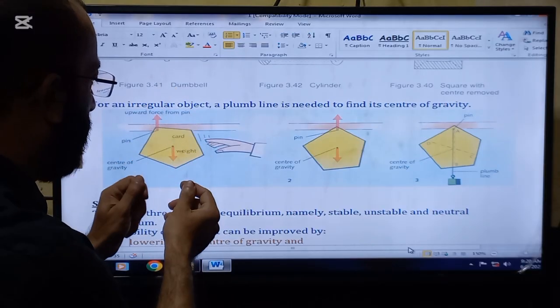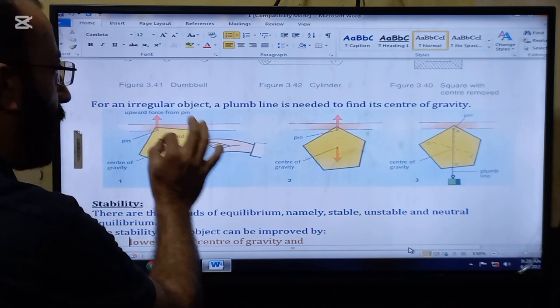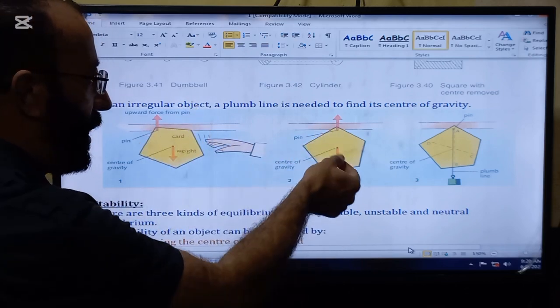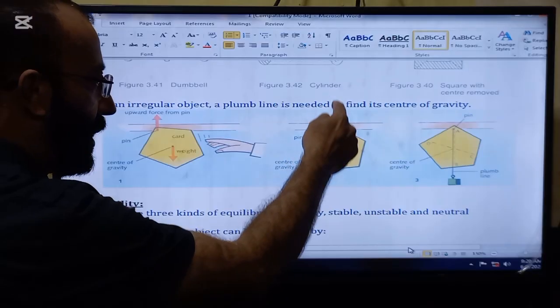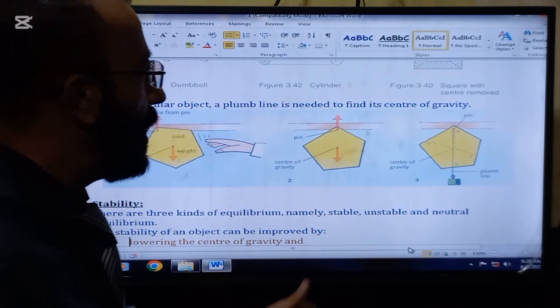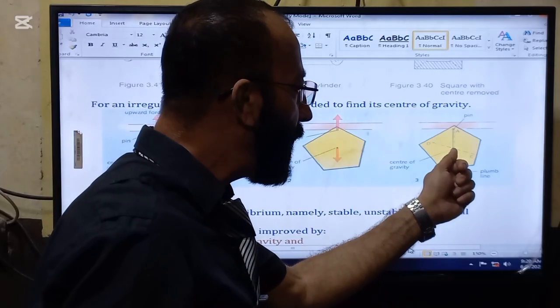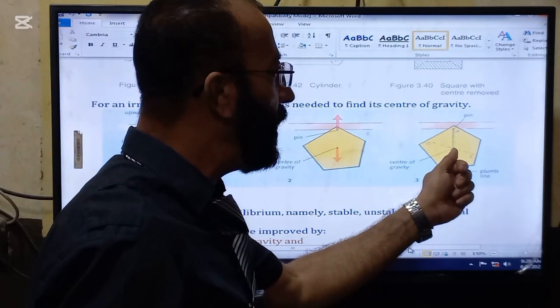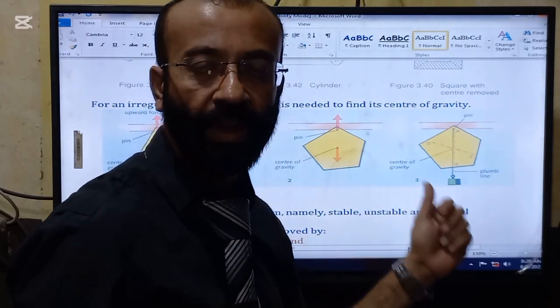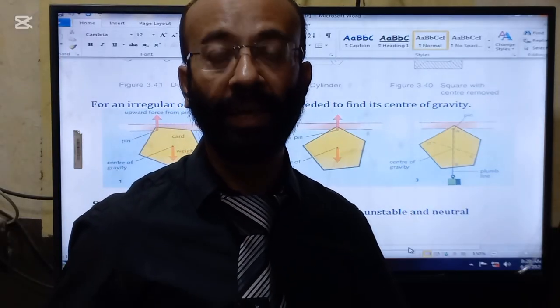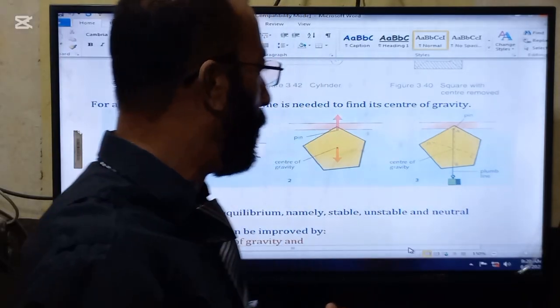Then the object will be withdrawn and hung on the other hole, and the same procedure will be repeated. Then hang it on the third hole, and the same procedure will be repeated. Where most of the lines intersect, that point of intersection will be the center of gravity. So this is the procedure for finding the center of gravity of an irregular object.